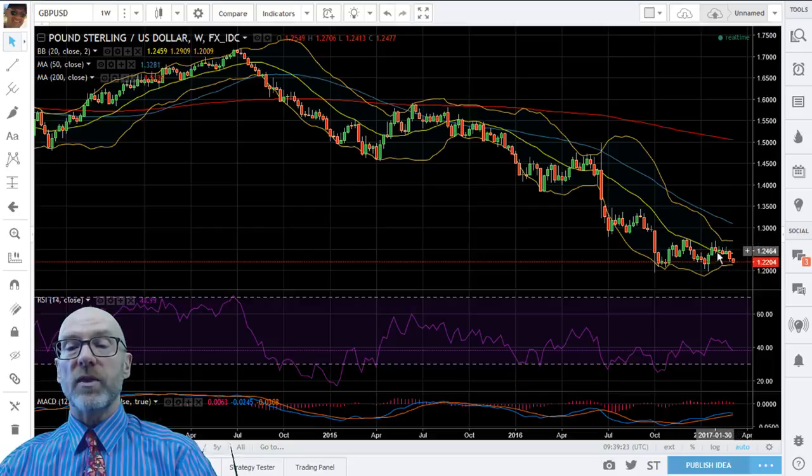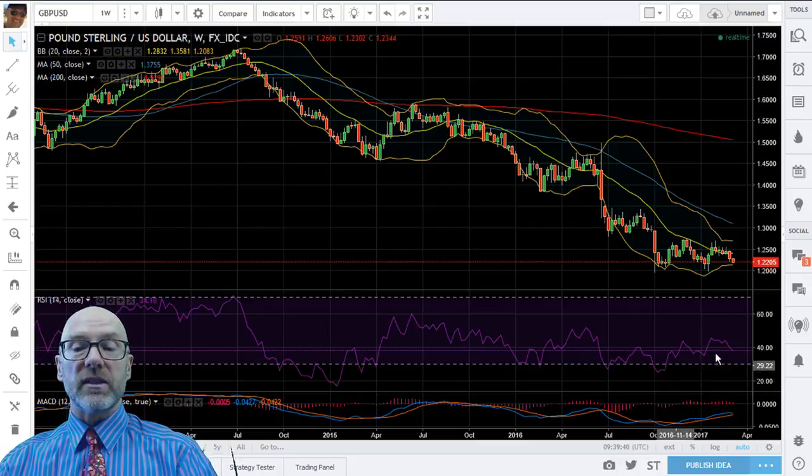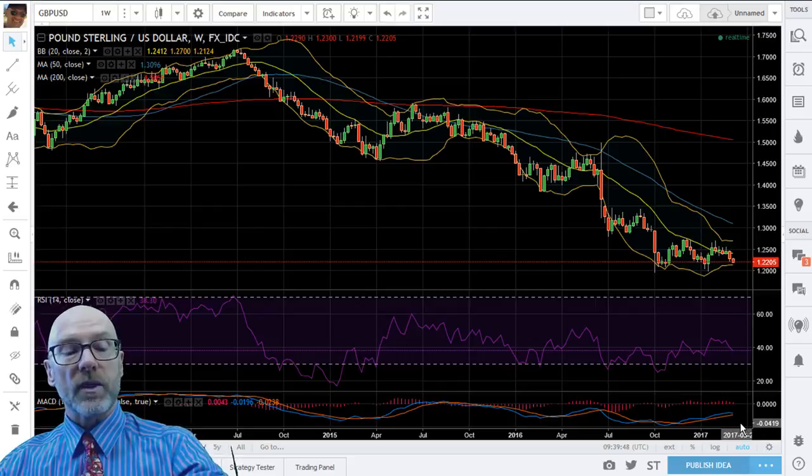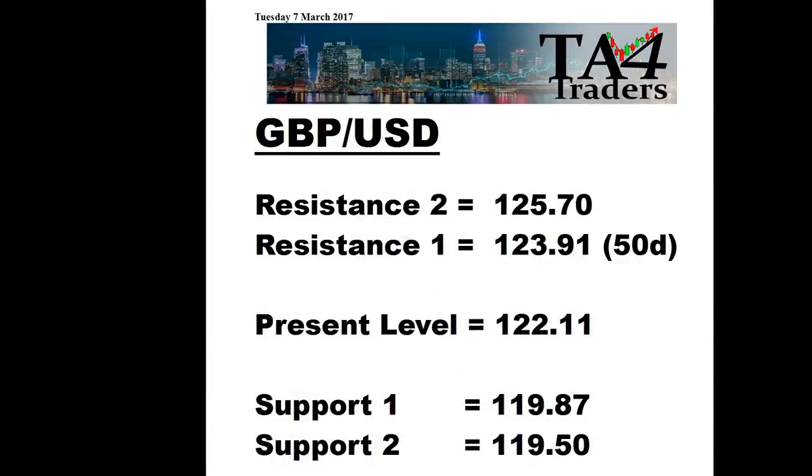The market tracked through that for the last 4 or 5 weeks, what seemed like a sideways move, but actually was moving down with the 20-week moving average. We've now broken down. I would expect a move down into the lower Bollinger Band here. The RSI, which still is indicative of negative momentum, has started to track down again, and the MACD has started to roll. Looking at the support resistance levels, resistance at the 50-day 123.91 and second resistance at 125.70.